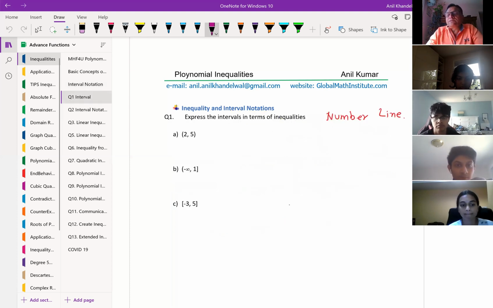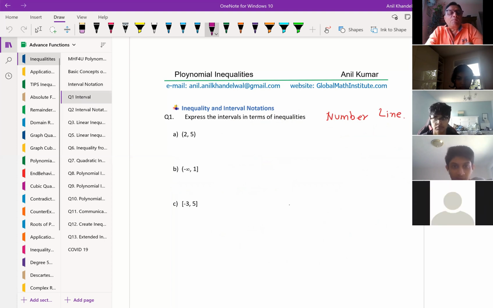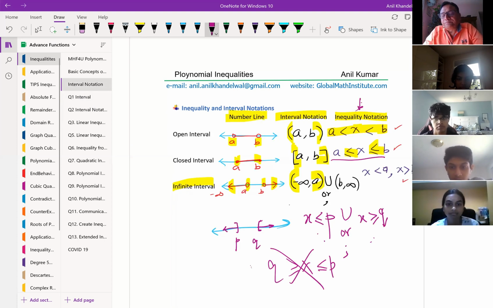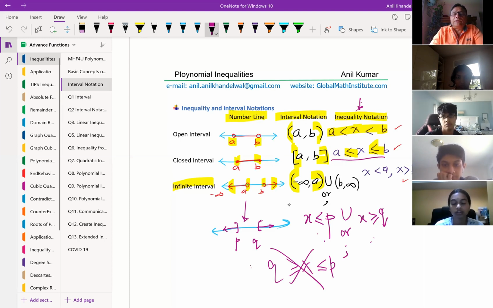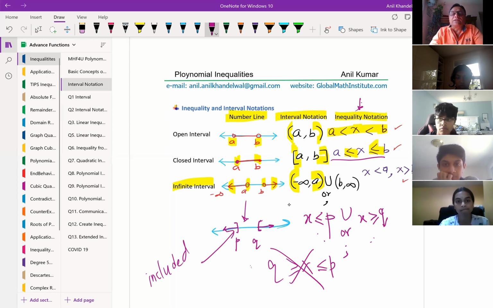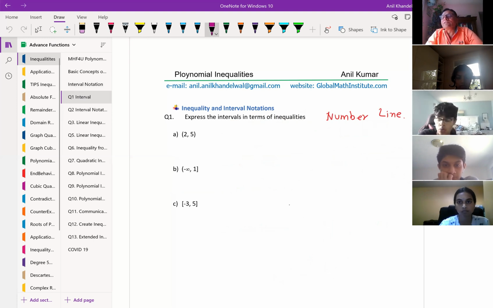Sir, can you go back for just a second? So you can either write it separately or use the union sign, right? Yes, you have to write it separately with a union sign if you have a gap in between. Also, what did you say the square parentheses represent? Included. Square means included. It's like a filled-in circle, same as a filled-in circle. So some books use square brackets on the number line itself.